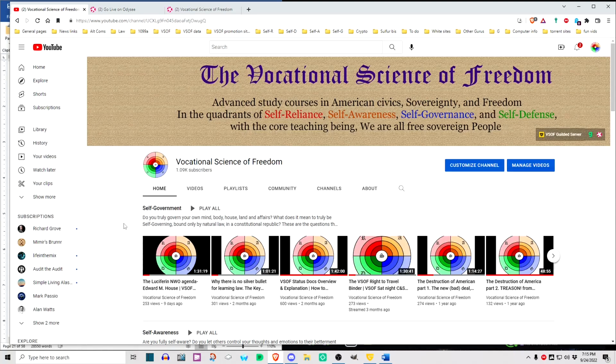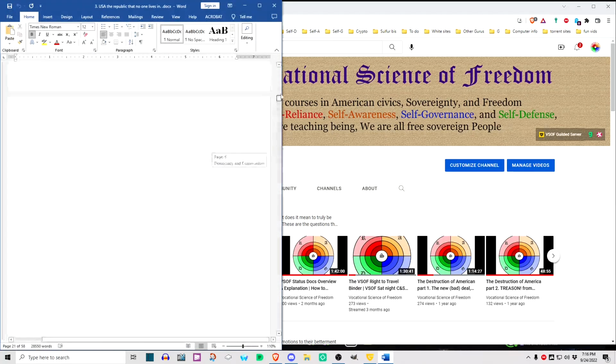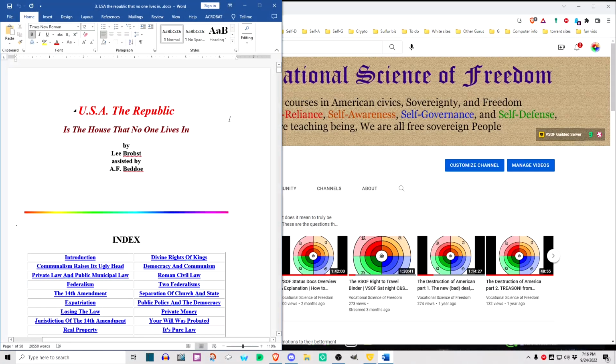This is the Vocational Science Freedom Saturday Night Civics and Sovereignty class, and tonight we will be continuing our reading from a document titled U.S.A. Republic That No One Lives In. And we've been reading this for the last few Saturday nights, and we left off at the 14th Amendment.